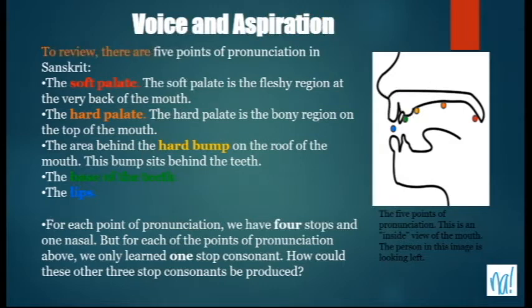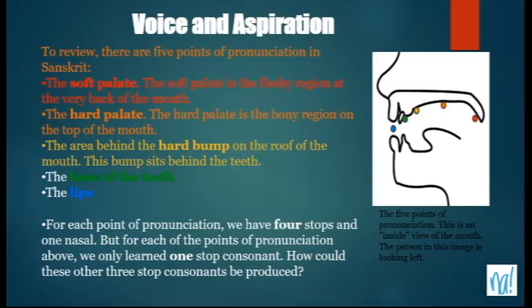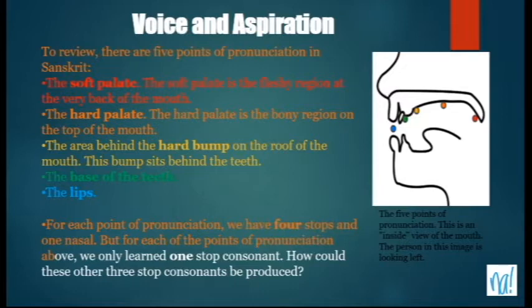To review, there are 5 points of pronunciation in Sanskrit. The soft palate. The soft palate is the fleshy region at the very back of the mouth. The hard palate. The hard palate is the bony region on the top of the mouth. The area behind the hard bump on the roof of the mouth. This bump sits behind the teeth. The base of the teeth. The lips. For each point of pronunciation, we have 4 stops and 1 nasal. But for each of the points of pronunciation above, we only learned 1 stop consonant. How could these other 3 stop consonants be produced?